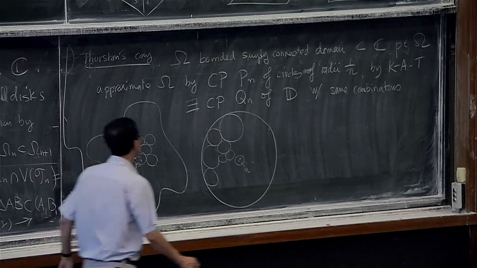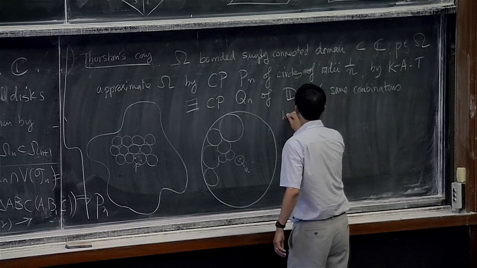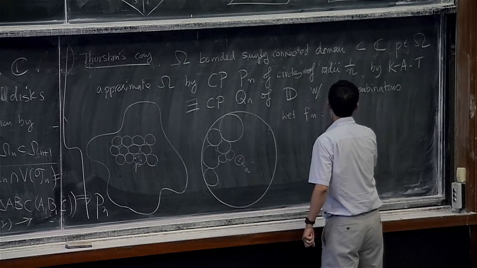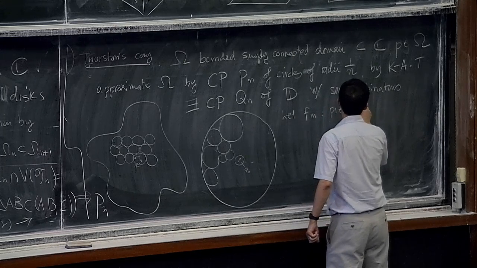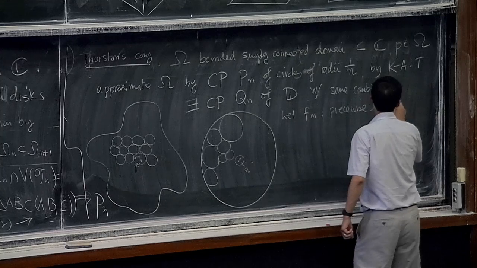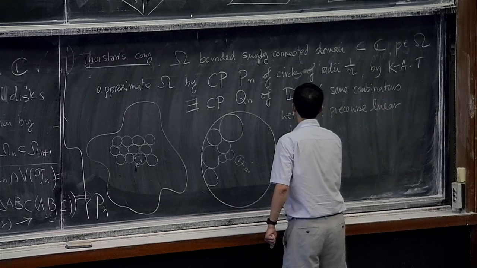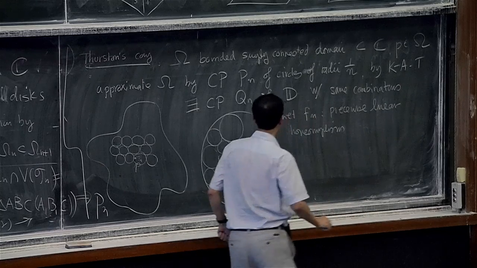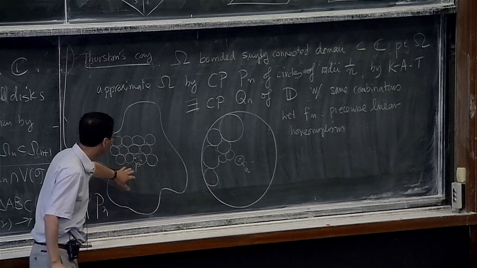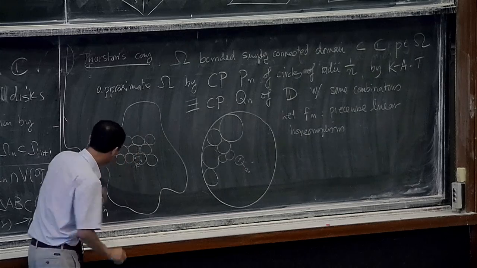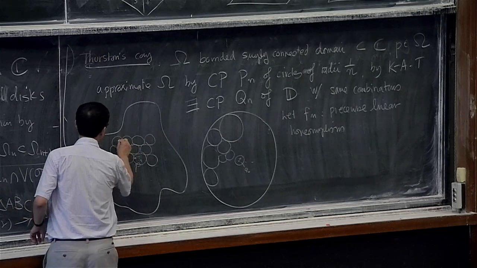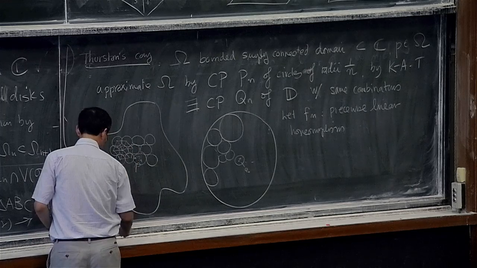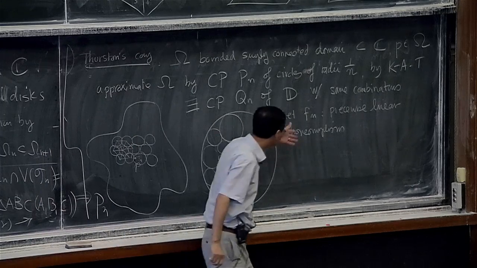And then we produce, let Fn be the piecewise linear homeomorphism, which is defined on some region that depends on n. So the underlying domain of that is really coming from these triangulated polygons. Okay, so again, not going to specify it.